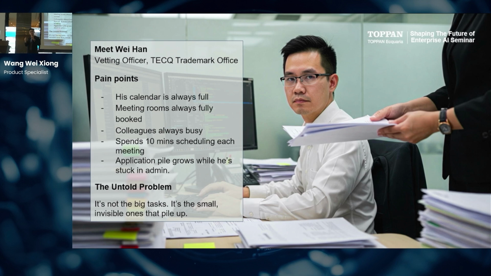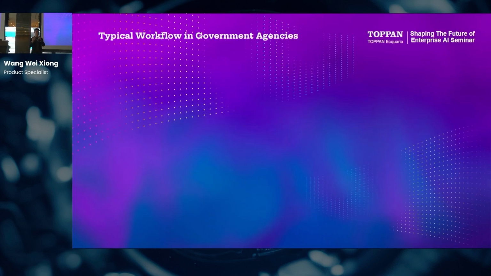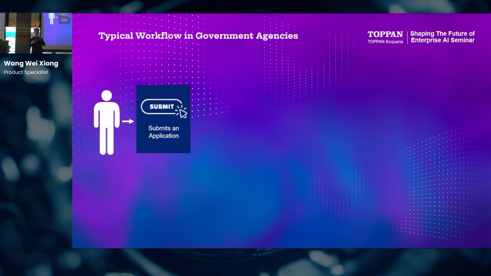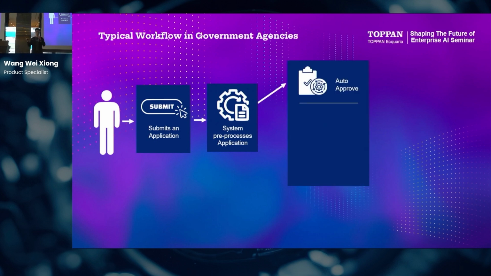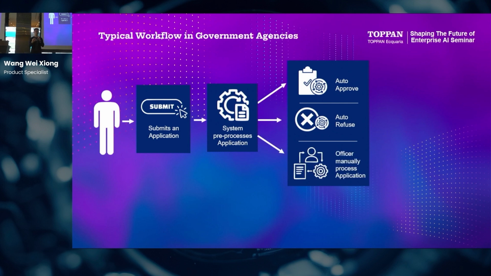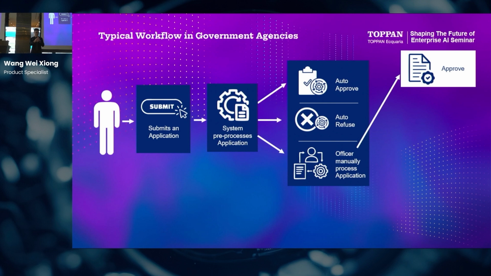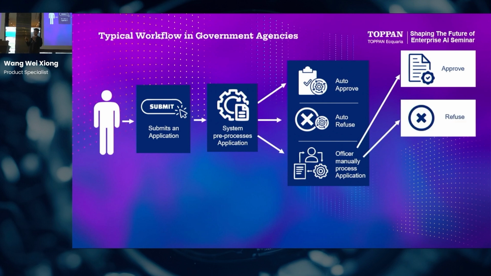So before we build the AI agent, we need to first understand the workflow that Wei Han faces. Right, this is going to be a typical workflow in government agencies. I think you all might find it familiar. First, your public user will have to submit an application, right? Your digital service will likely pre-process it to see if it can be auto-approved or auto-refused. If your digital service cannot do any of this, it might route to officers like Wei Han. And Wei Han will have to, by himself, approve it or refuse it.